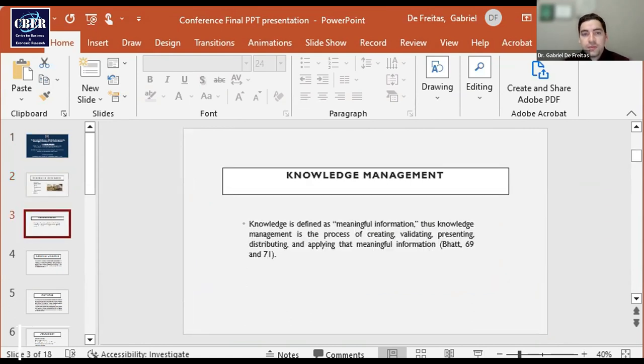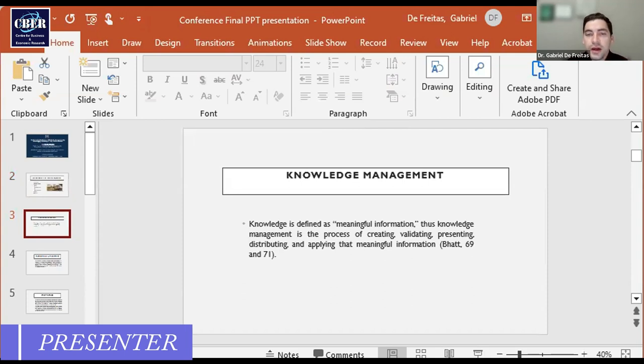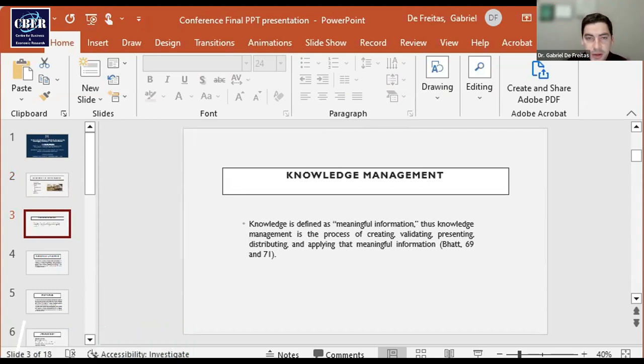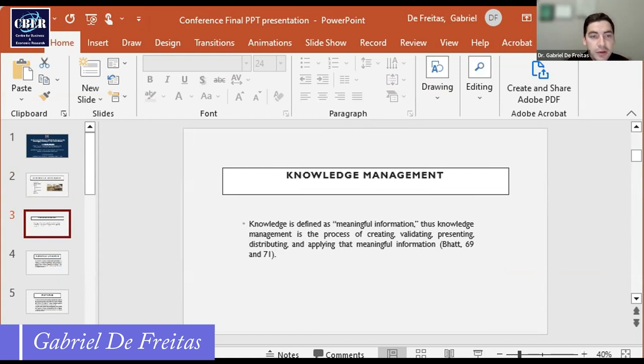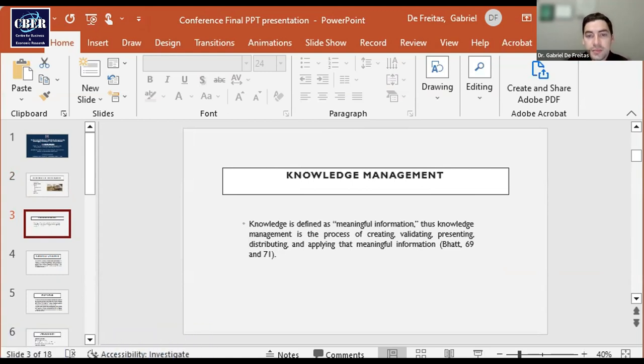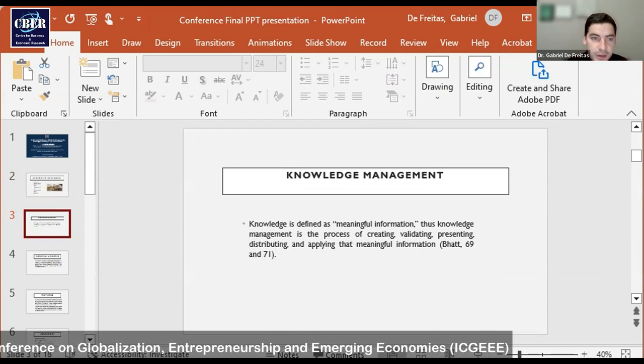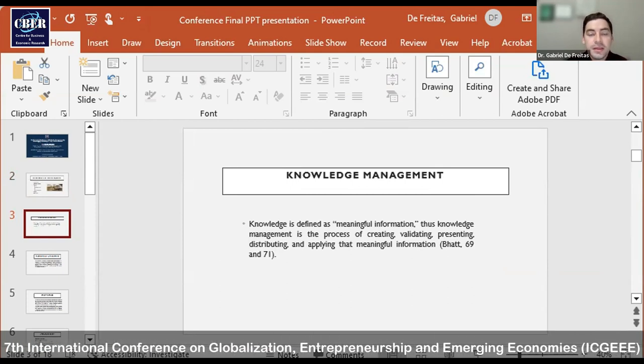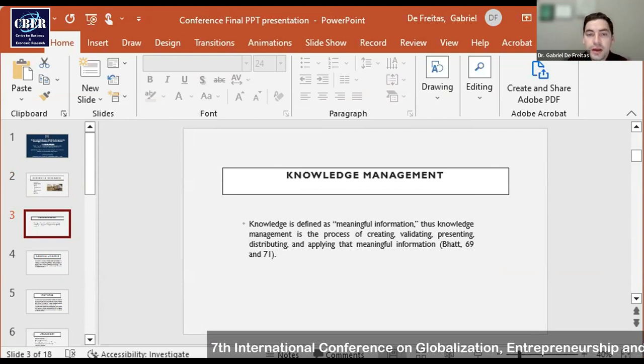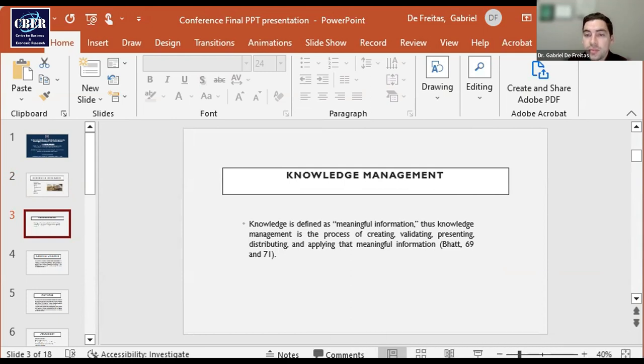As for the introduction for this article, we have to define knowledge management and e-learning so everybody is aware of what they mean. In knowledge management, knowledge is defined as meaningful information. Knowledge management is the process of creating, validating, presenting, distributing, and applying that meaningful information. On the other hand, another way to define knowledge management is that the discipline seeks to create or locate knowledge and manage its flow within an organization so that it is used effectively and efficiently.